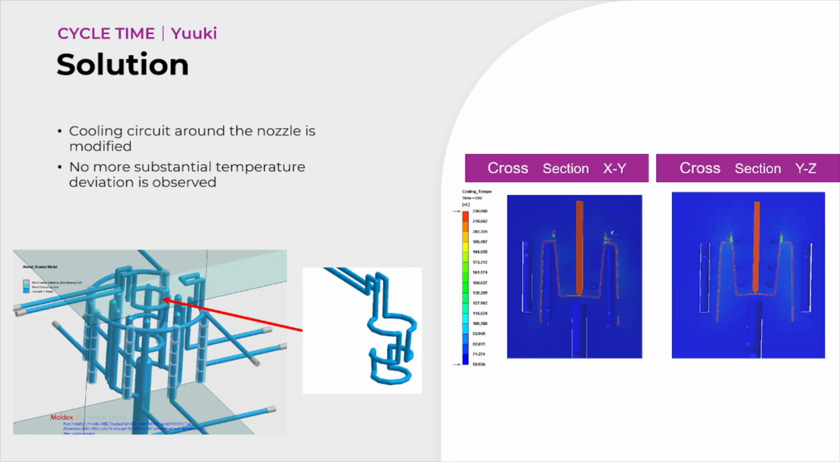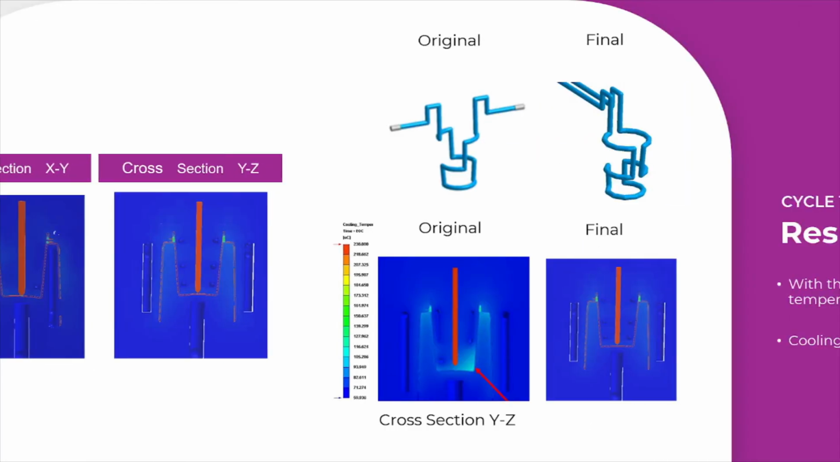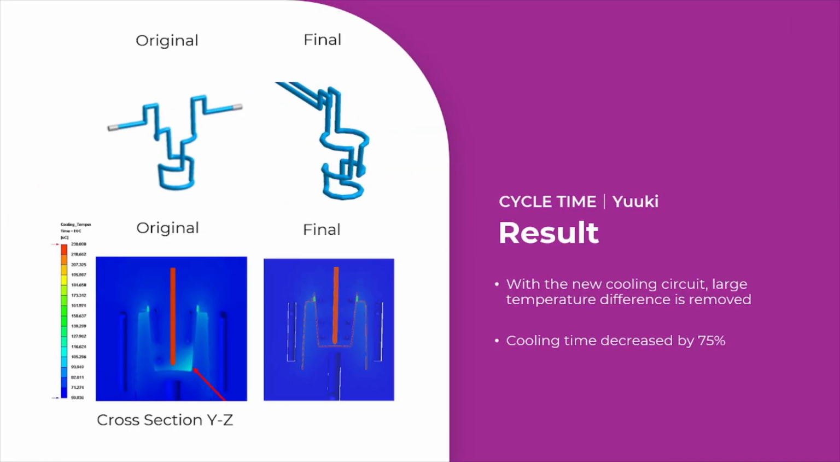The solution is to improve the cooling channel circuit around the nozzle, so there is no longer a substantial hot spot created in that area. In this case, because the part surface temperature is able to be more uniform, the cycle time is able to be reduced significantly. The cooling time was decreased by about 75%, from 120 seconds down all the way to 30 seconds.